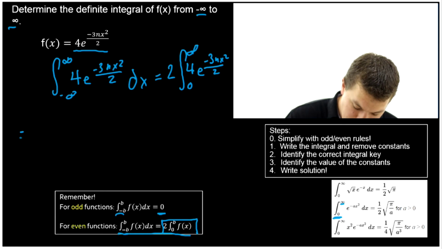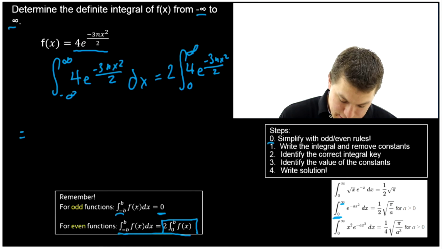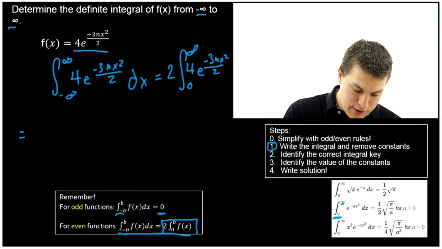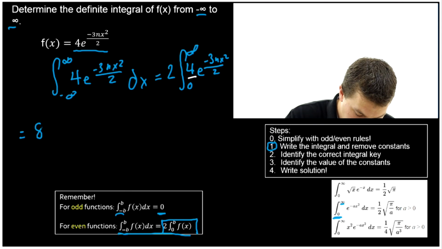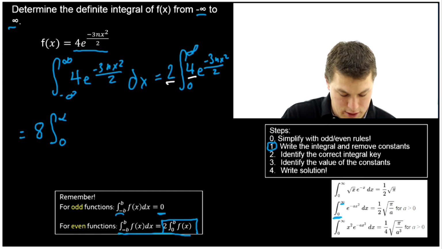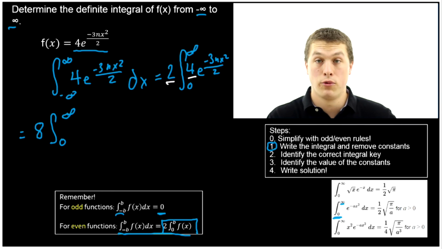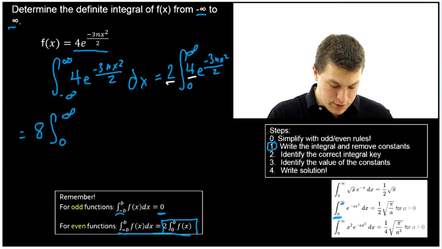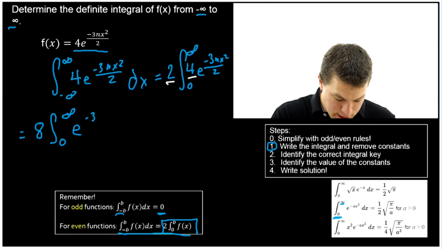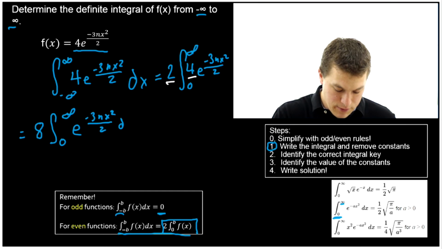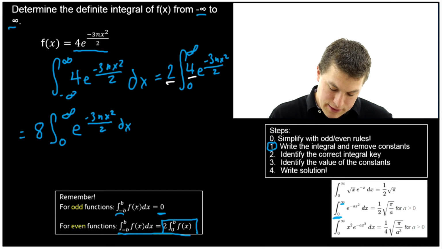All right, now let's go ahead and remove the constant. So basically we're at step 2. And you'll notice here that we see this 4, and that's just a constant in front of our function. So we're going to pull that out, and we're going to say 8, because 4 times our 2 up there gives us 8. Our integral is from 0 to positive infinity. And then we're going to be left still with our function, which is e to the negative 3n x squared all over 2 dx. And we want to know, okay, well, now let's identify the correct integral key.